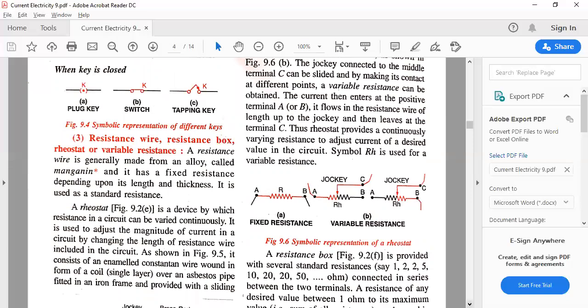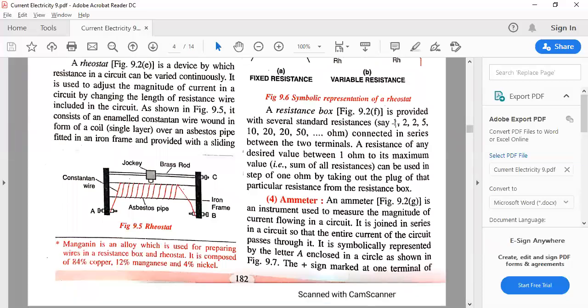So a resistance box is provided with several standard resistances, 1, 2 to 5 ohm. What is the unit of resistance? It is ohm. And they can be connected in series between the 2 terminals. These things you have next year, you don't have to study now. Resistances can be connected in series and also in parallel. You don't have that much now, so we are learning only the instruments this time.